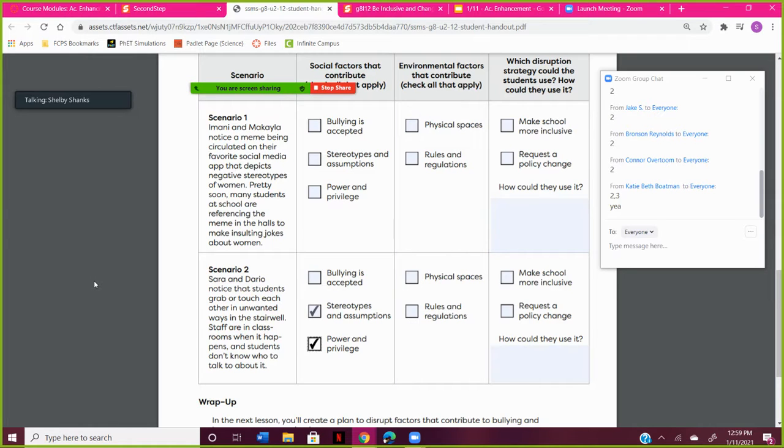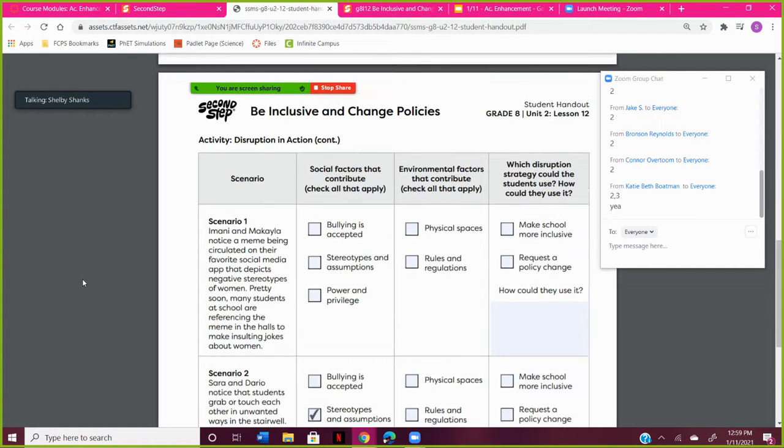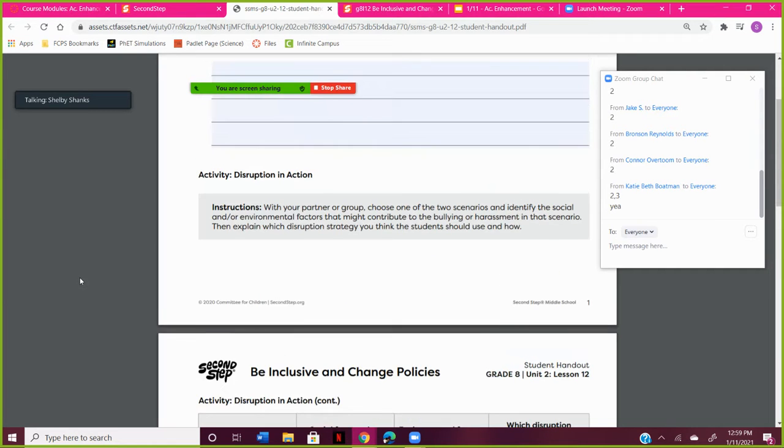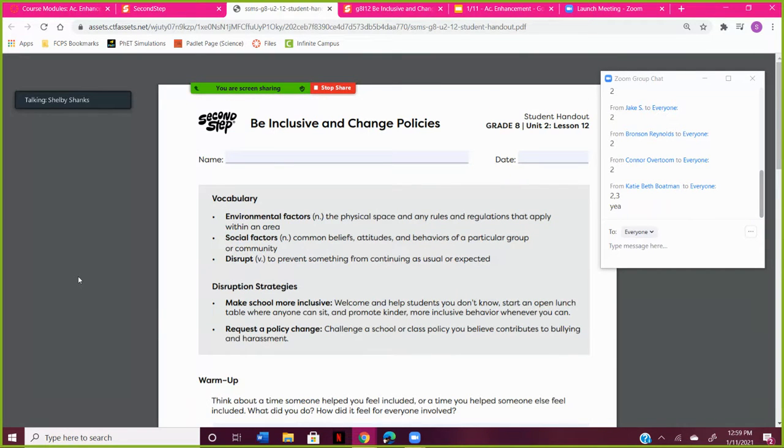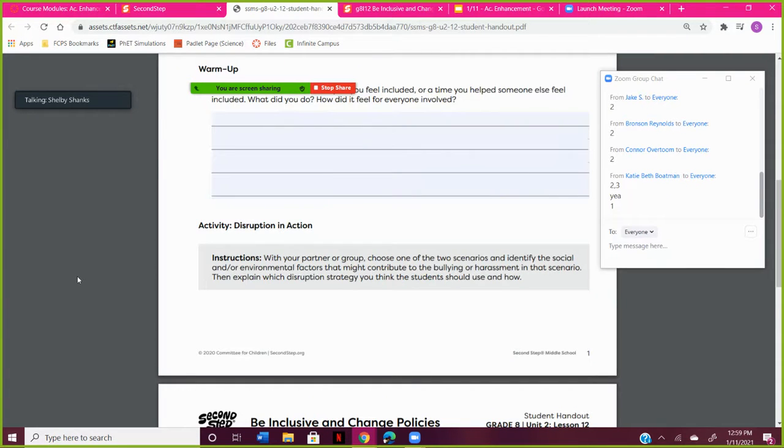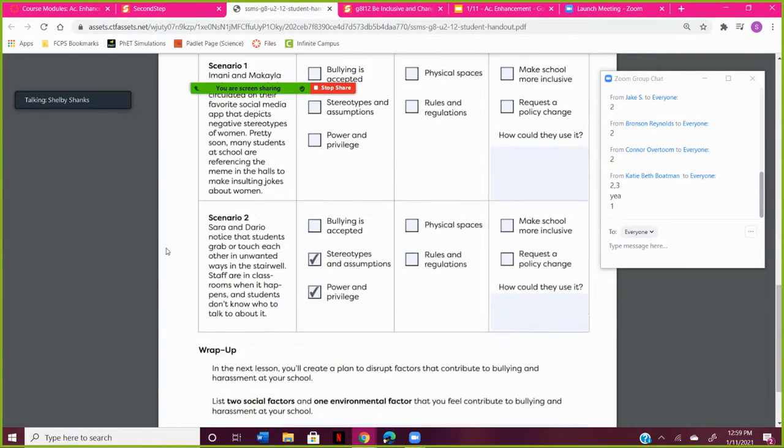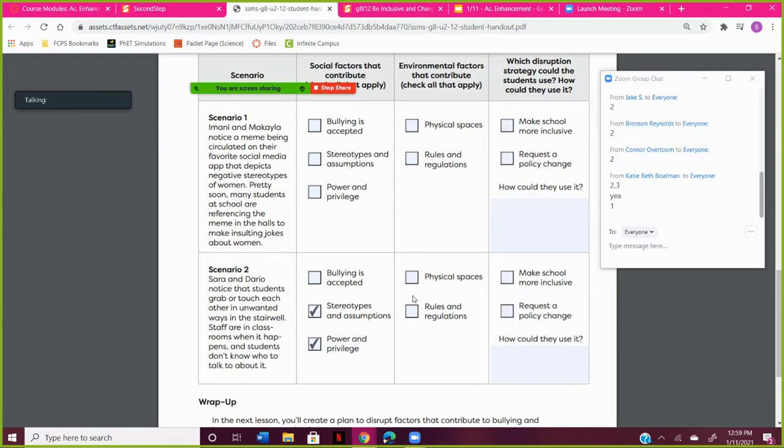All right, so some environmental factors that contribute, you can check all that apply. And remember, environmental factors are the physical space and any rules and regulations that apply within an area. All right, so Katie's saying physical spaces. What's everybody else think? Could it be both? Could it be the other one? What do you guys think? The more we talk, the more we put in the chat, the quicker this goes and the better we can understand this and move on to the next thing.